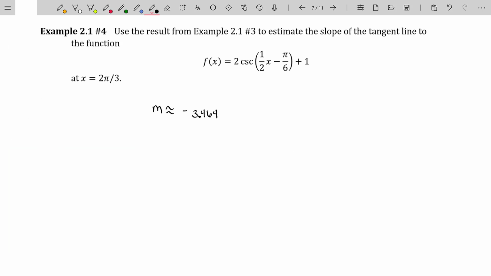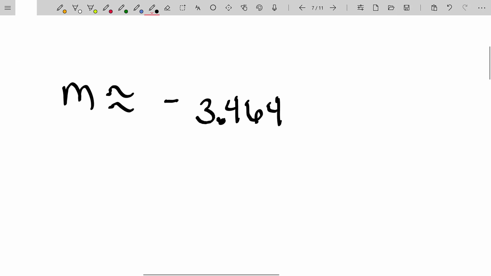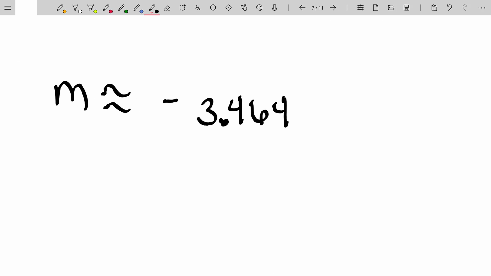And of course, if you're asked to round to, let's say, 4 or 5 decimal places, you'll need a lot more accuracy in Desmos for that. But that's how we could do that by hand. Again, just allowing those 2 points to get really close to one another so that we can estimate that slope of the tangent line.